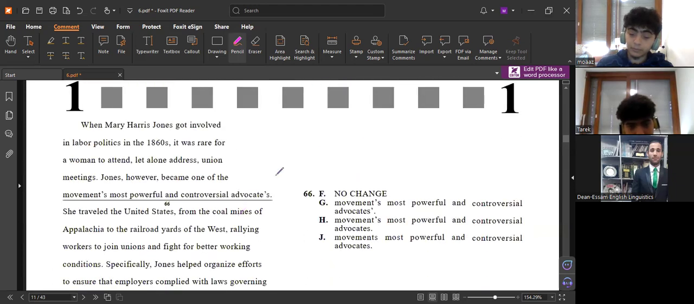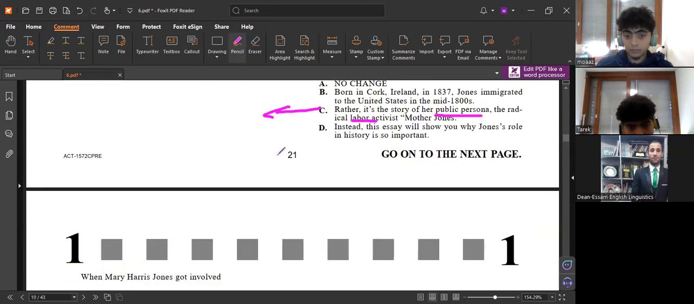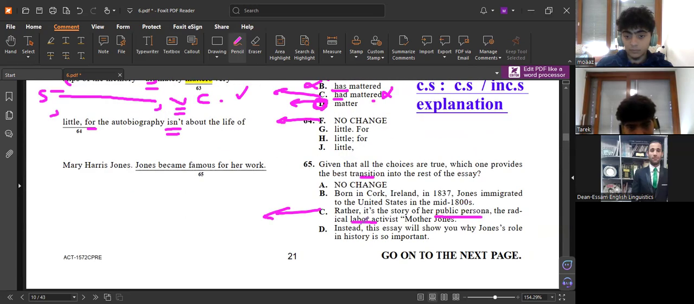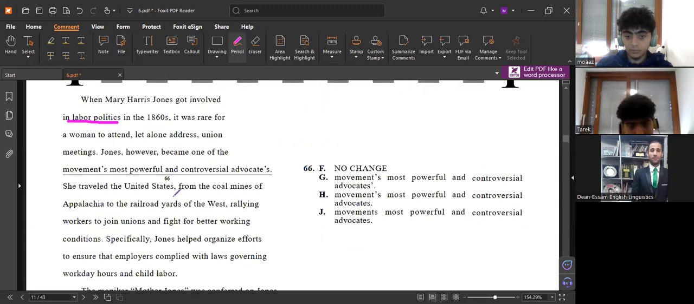Now go to the next and find any evidence. Look in labor politics. So we're talking about it or not? Yes. That's one. So we're talking about this one for labor, radical labor activist. It's the only expression in the answers. So letter C. So be careful about the best transition means focus on the following, not the preface or the sentence itself. That's it.